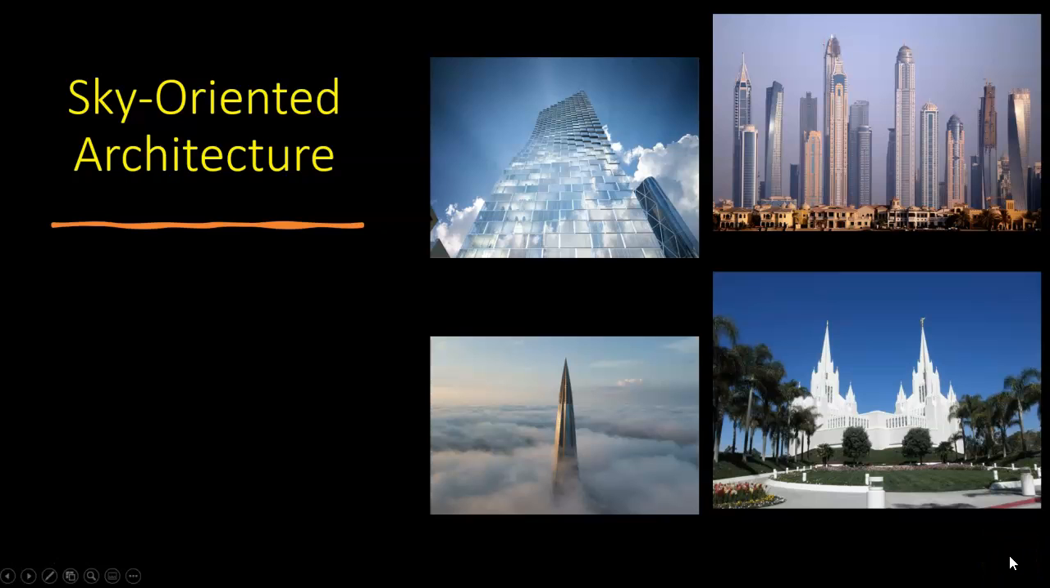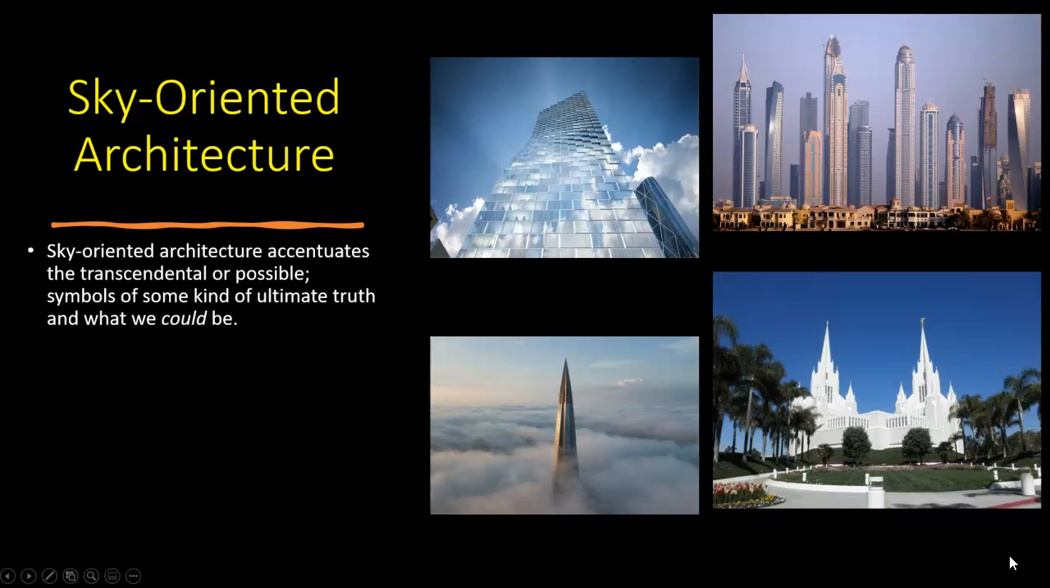Then there's sky-oriented architecture, and that's architecture that accentuates the transcendental, or what's possible, and then the buildings become symbols of some kind of ultimate truth possibly, and what we could be. So sky-oriented architecture reaches upward and into the sky to represent possibility. And often it's religious in nature, but it doesn't have to be. It's aspirational and inspirational.